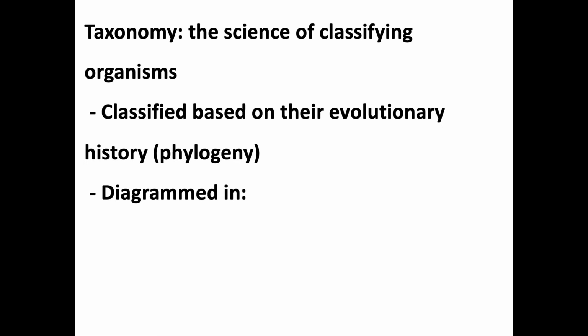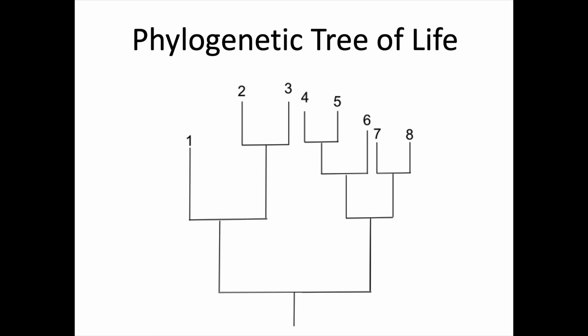Ideally, the way we want to classify things is based on their evolutionary history. We want to indicate things that share a close common ancestor. They should be grouped closely to one another, and things that are distantly related evolutionarily are grouped distantly from one another. If this is sounding very abstract, this is called phylogeny. It's okay. We've got cool pictures that diagram this evolutionary history, these phylogenies. So we diagram this in things called phylogenetic trees.